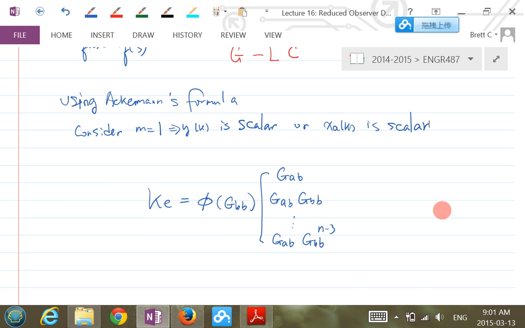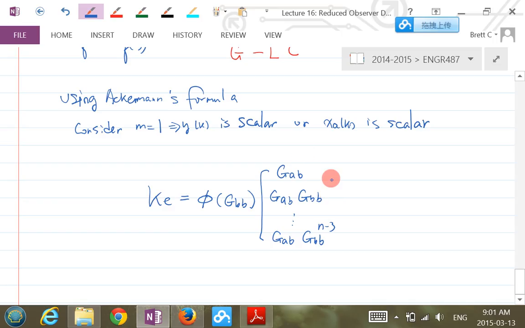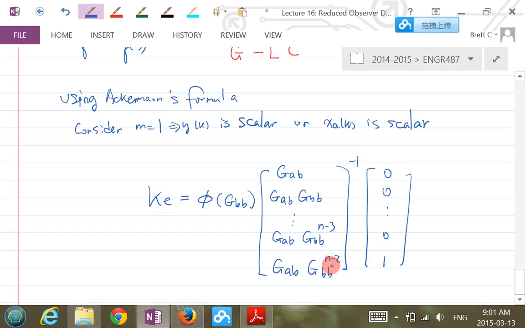Then for the Ackermann formula here, this is not all the way up to n minus one. For the full order observer, this is up to n minus one. But because now it's reduced order, and because m equals one, this actually becomes n minus two. So n minus two here.